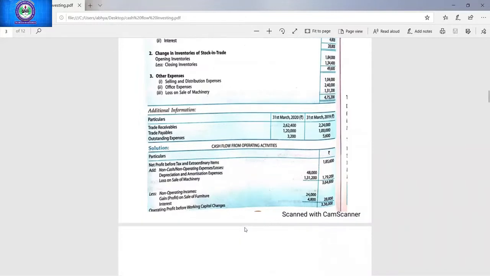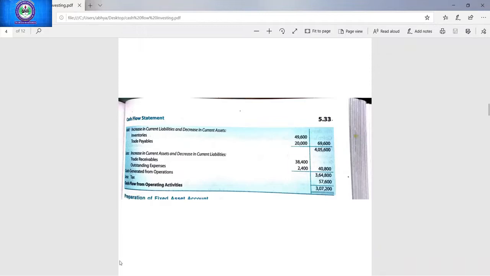Now the third step. In the third step, increase in current liabilities and decrease in current assets will be added. From the question we can see that inventories are decreased by 49,600 and trade payables are increased by 20,000. Now the next step: decrease in current liabilities and increase in current assets will be subtracted. From the given figures we can see that trade receivables are increased and outstanding expenses are increased, so these will be subtracted.